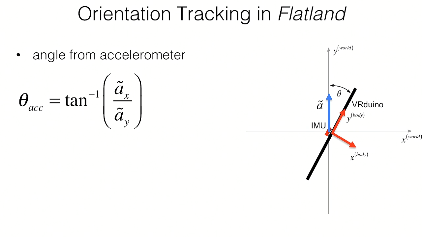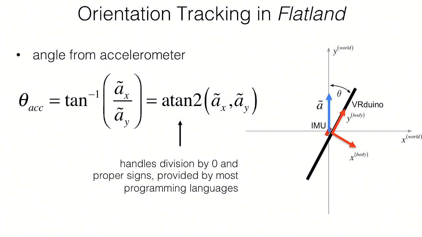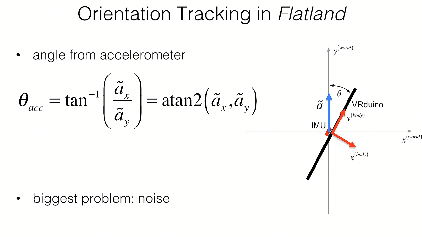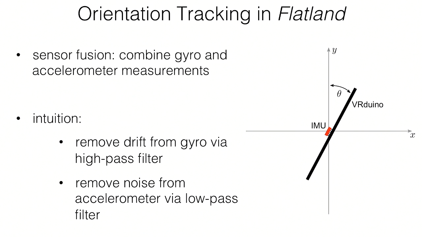So we can get that by simply dividing the x and y measurements of the accelerometer and computing the inverse tangent. It's always a bad idea to divide one value over another if you can't control that it's never 0. So in practice, you would want to use the atan2 function, which is provided by pretty much all programming languages, that also handles the division by 0 and the appropriate signs. But using the simple atan function, we can get the world vector pointing up, and that gives us the angle theta also.